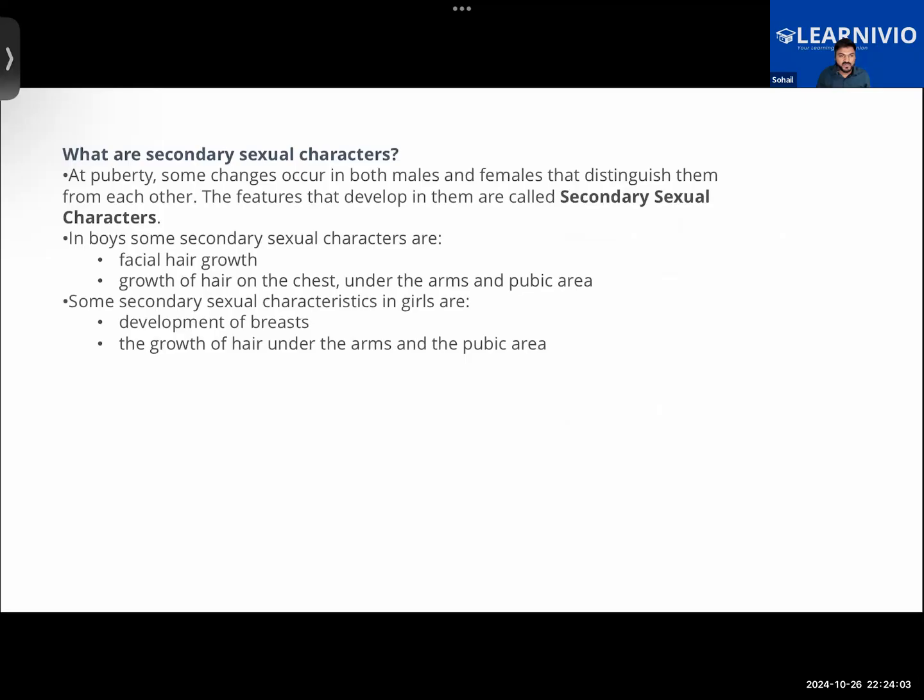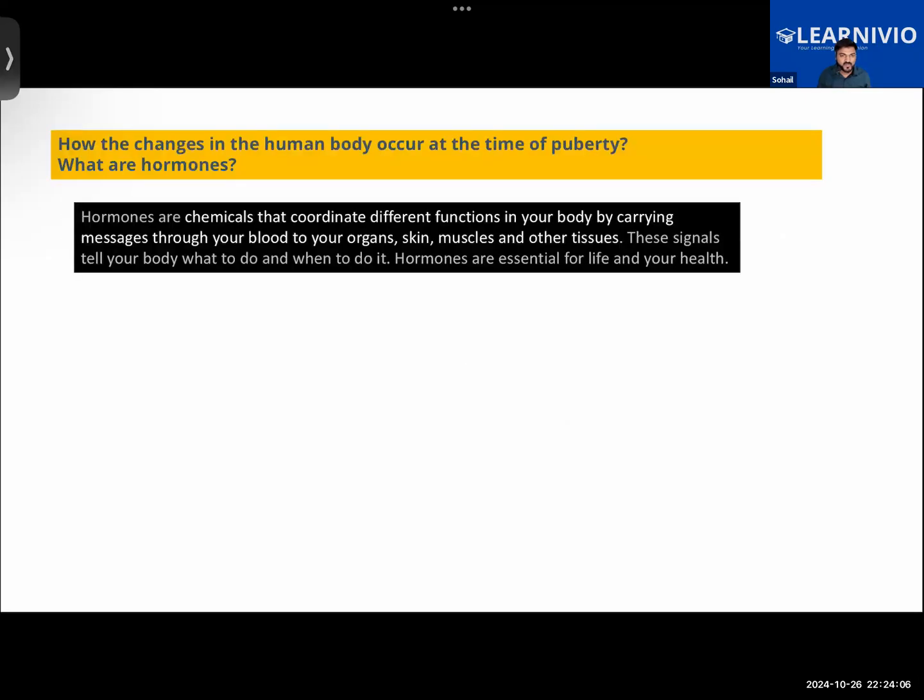So hormones will be responsible for bringing about all these changes in the body. The changes that occur in the body at the time of puberty are occurring because of hormones. They are the chemical substances that carry messages from one part of the body to another. Suppose, for example, a boy reaches the age of 10, 11, 12, 13 years.